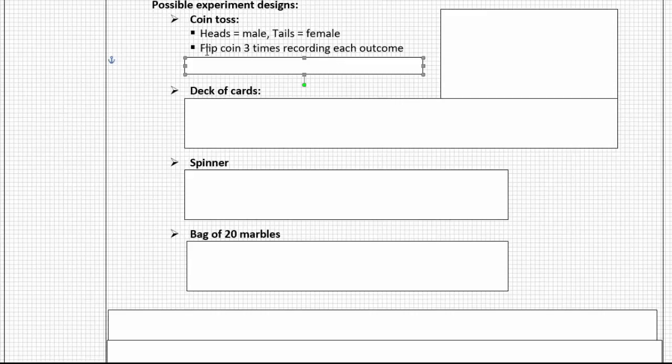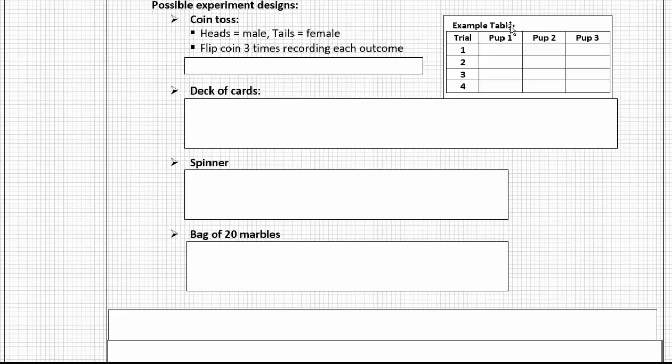We mentioned that we're going to need an organized way to record this, so you could think back to our last couple of videos of ways to represent compound events. We can use lists, tables, or tree diagrams. So here's an example. We might use a table like this, right? So we would flip the coin once, record whether it was a heads or a tail, male or female, flip it a second time and a third time, recording our results, and that would be 1 trial.